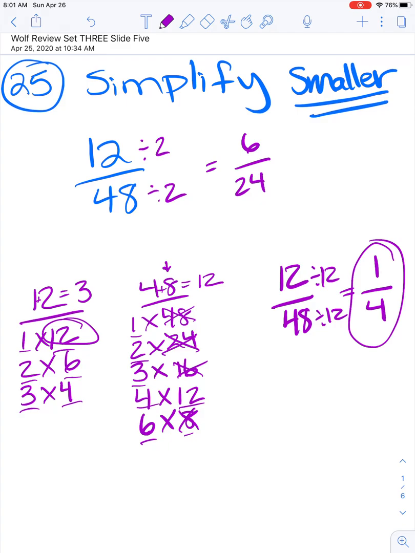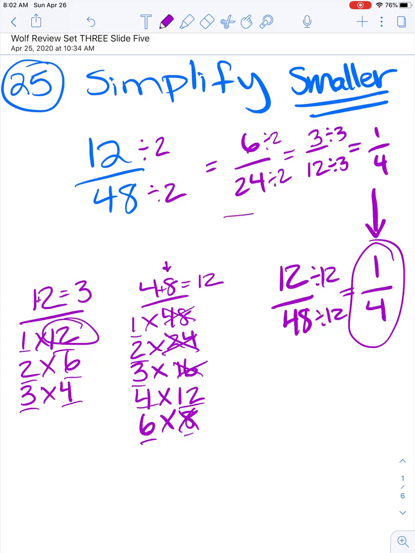You could still get 1/4 by doing more up here to 6/24. Well, what goes into both 6 and 24? 2 does. So we could still do a 2 again because it's even, and that would go in 3/12. Well, that's still not in its simplest form. What goes into both 3 and 12? Well, 3 does. Whatever I do to the bottom, I do to the top, and we get 1/4.